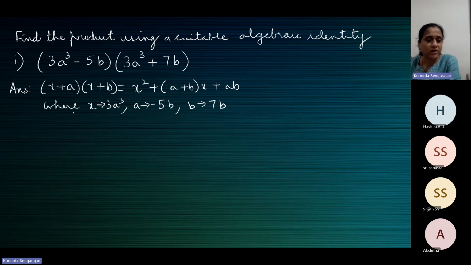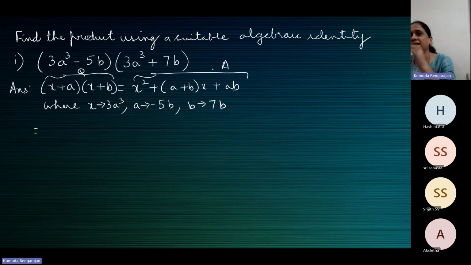Now let's use this identity and find the product. So what should you write first? This is the product. If the question looks like this, children, then this is the answer. An identity has both question and answer in it. If LHS is the question, then RHS is the answer. If RHS is the question, then LHS is the answer. So an identity has both.